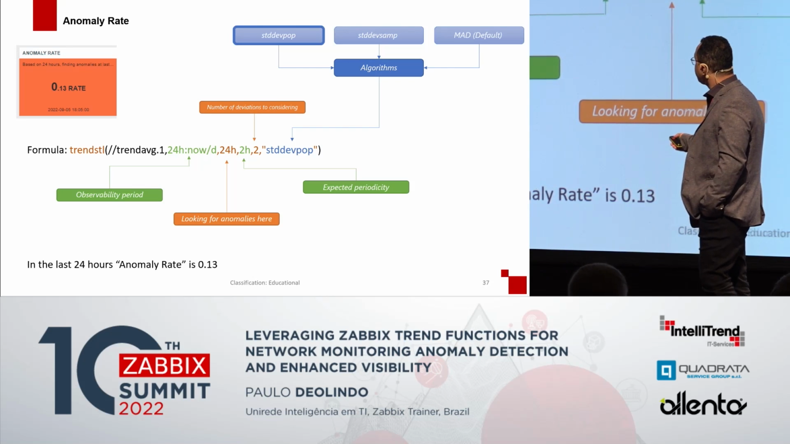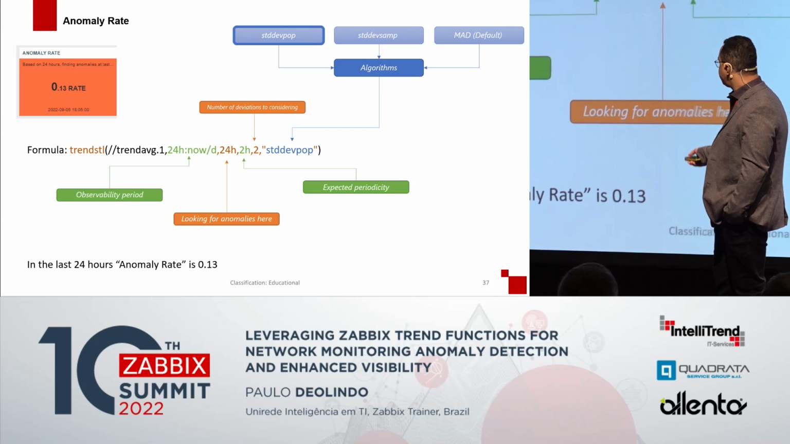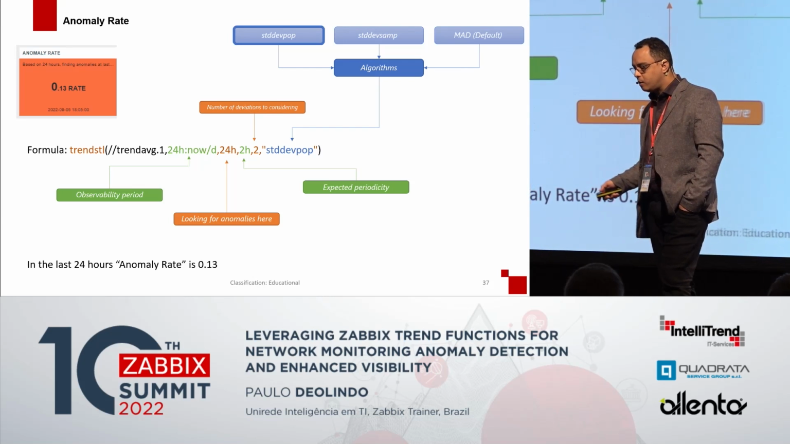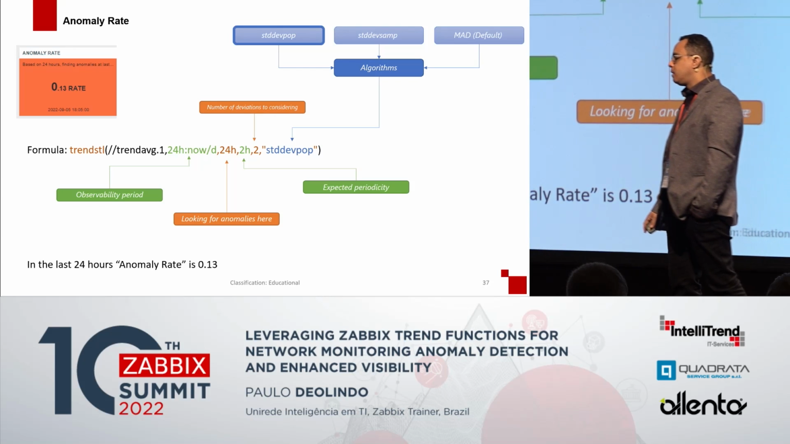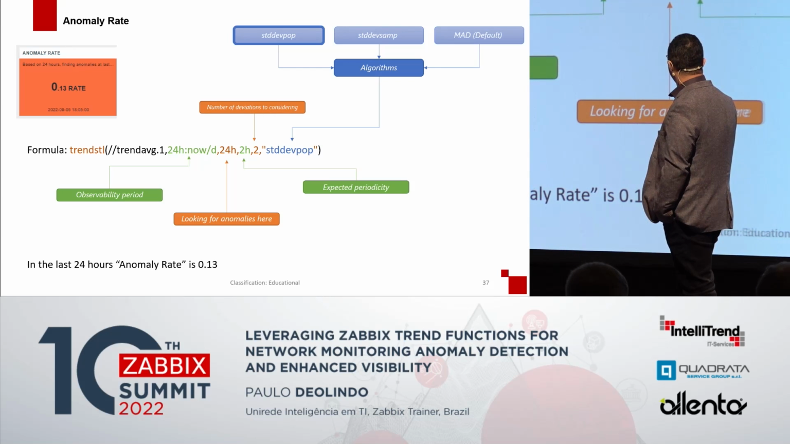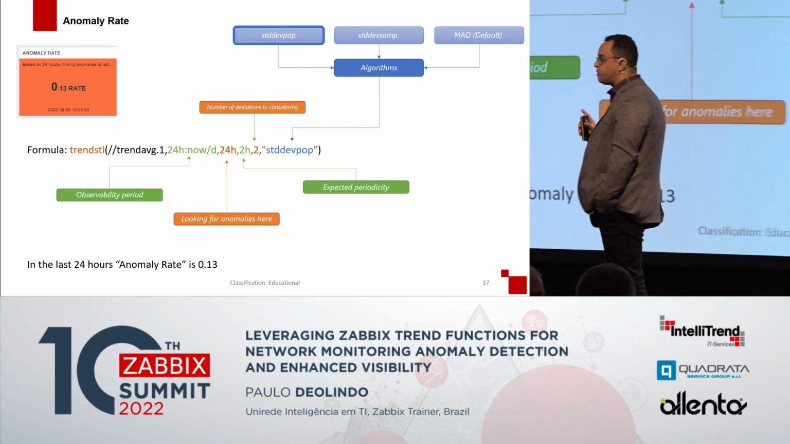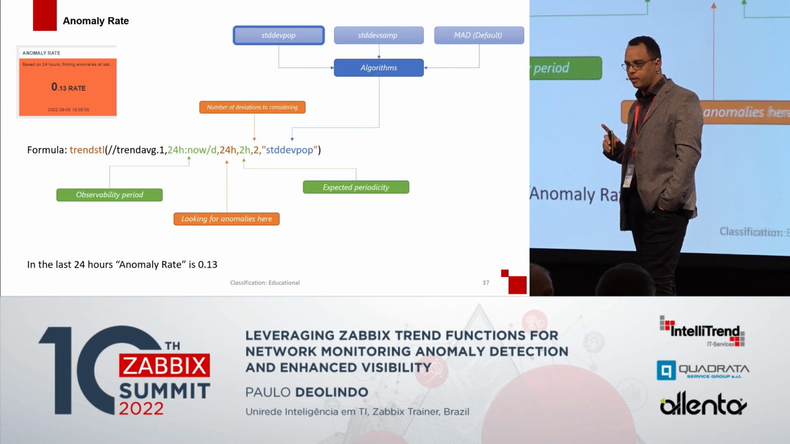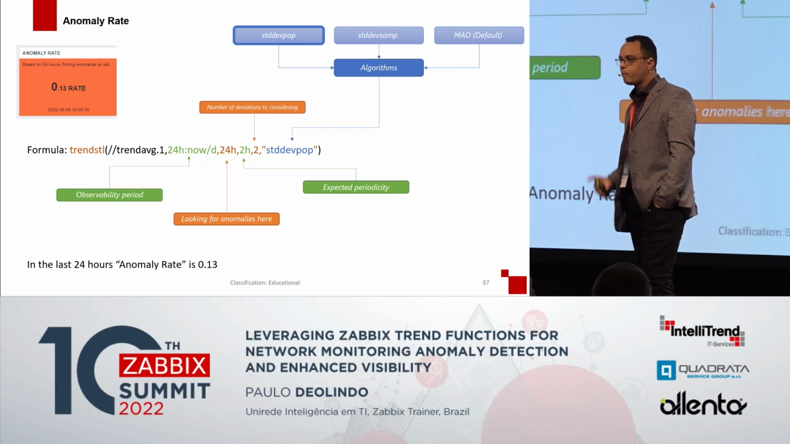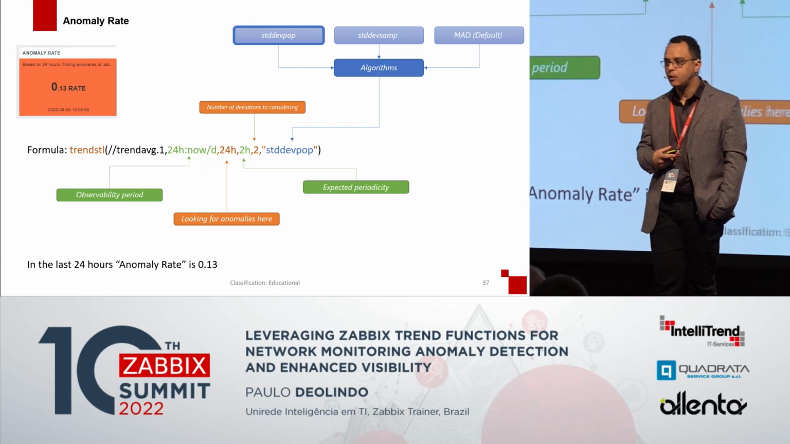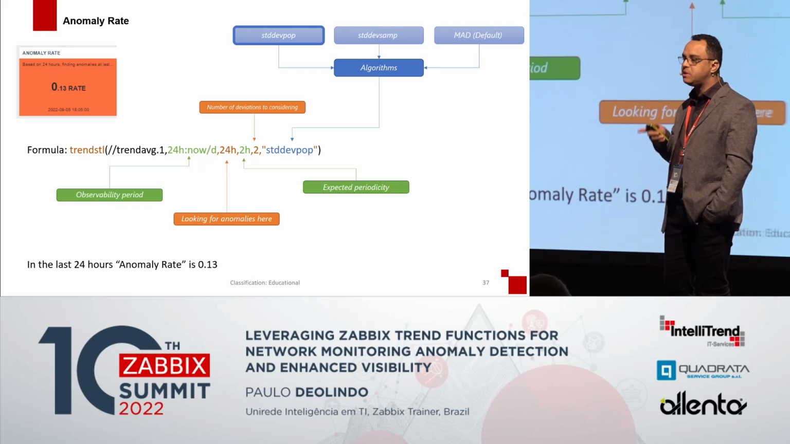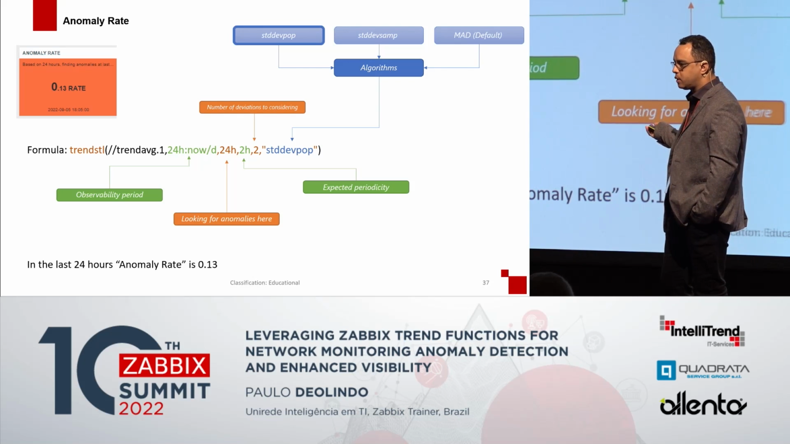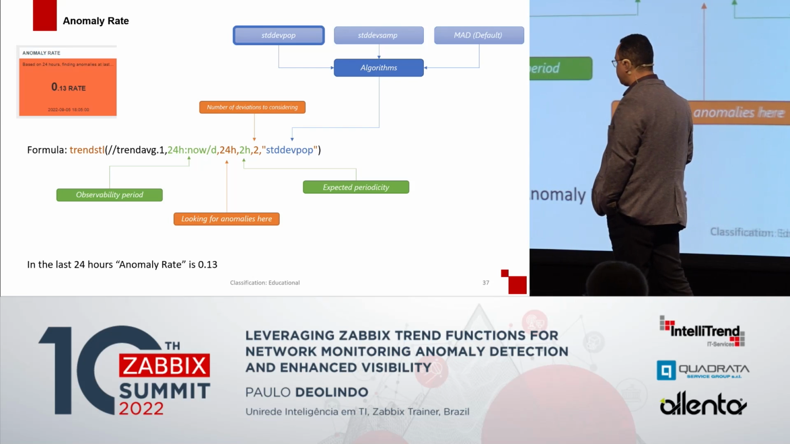But here we have something like 30% of anomaly rate. It means, considering this detection period and these parameters, 30% of the received values can be considered not normal. A question, am I in trouble? Maybe yes, maybe not, I don't know, because it depends on your business rule. It's a simple use case. I can say you are in trouble or not in trouble.